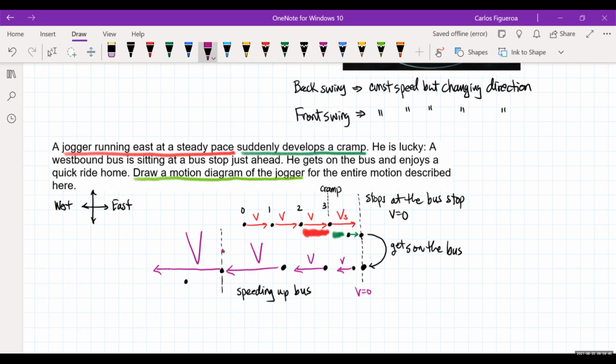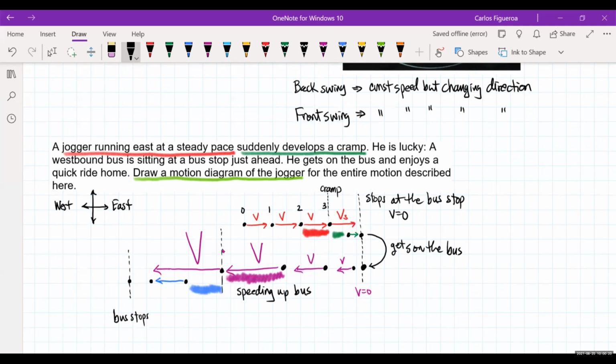Now look at the interval. This interval is a big interval, and then the next interval is smaller. So therefore, the bus must be slowing down. And at some point, the bus stops. So here is where he gets back home.